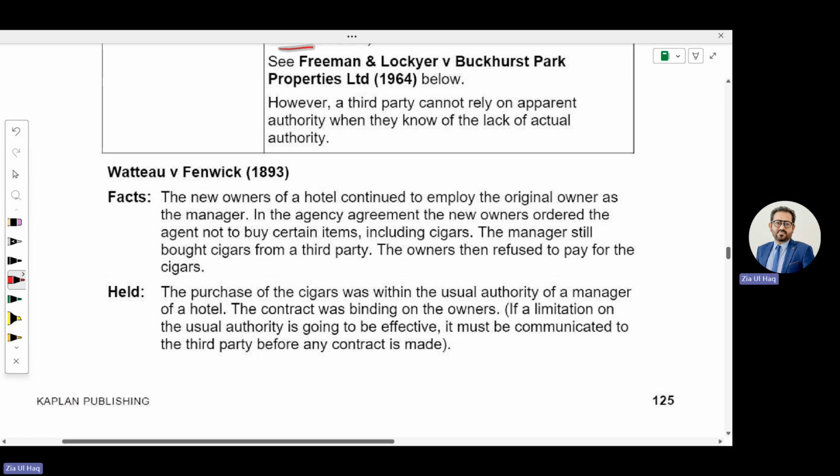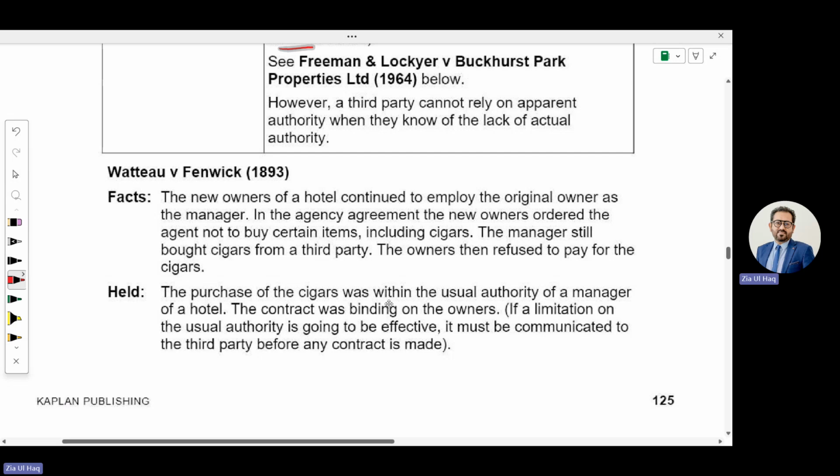But he was the manager. Before the change of ownership, what he was doing, he was also doing even after the change of ownership. Because he is the agent of the owner.